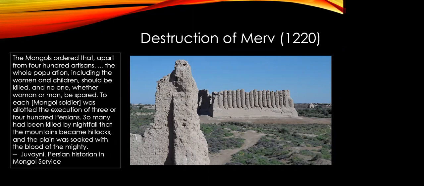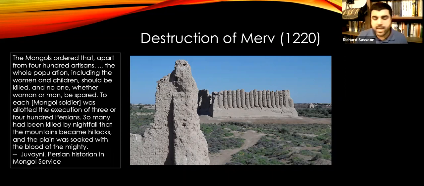Additionally, a number of the cities that we're going to talk about, like Nishapur, like Samarkand, like Baghdad, have recovered to a certain degree in the intervening centuries. Merv was never rebuilt. There's a Turkmenistani city called Mary, which is close to Merv, but it's a very modern city.